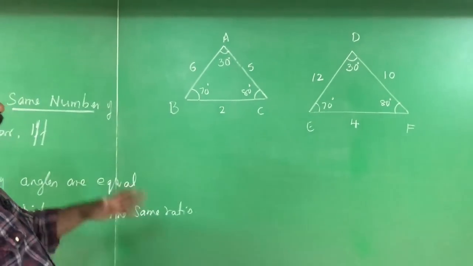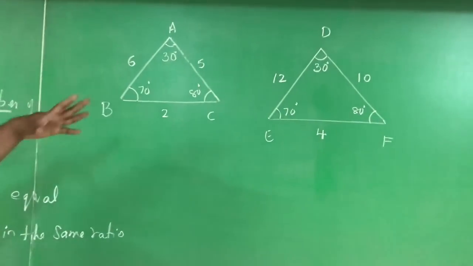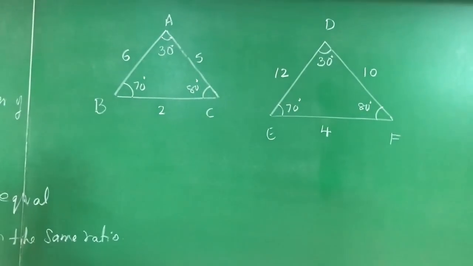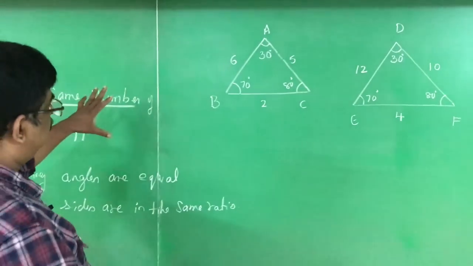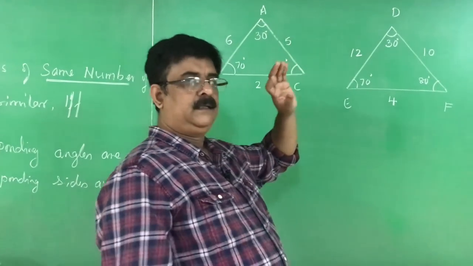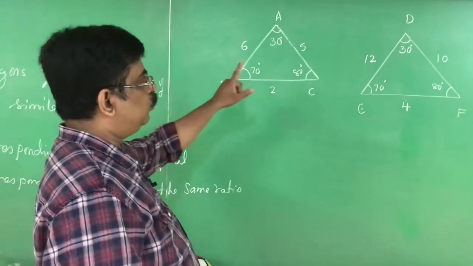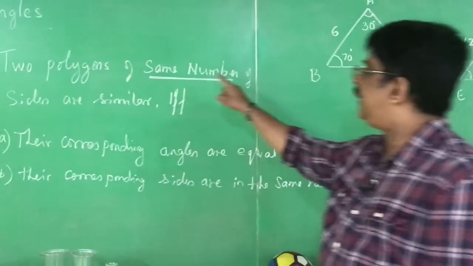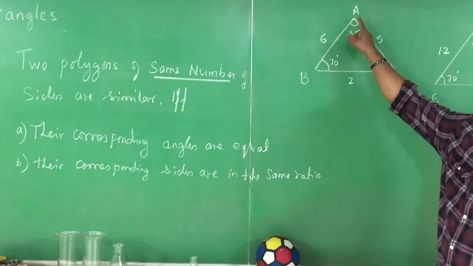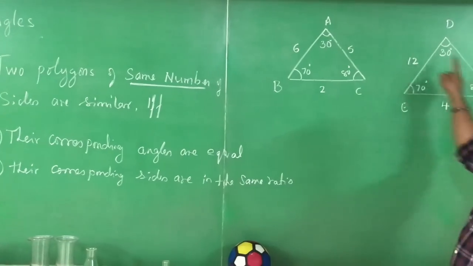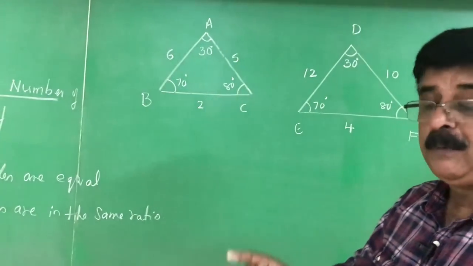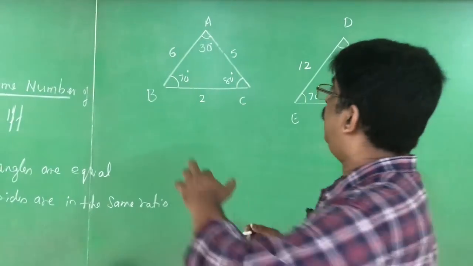See, according to this definition, I simply made two triangles. Now see this. This definition satisfies this condition. Simple it is. There are two triangles, which means the first condition is satisfied: two polygons of the same number of sides. Here each triangle has 3 sides. Next is, their corresponding angles are equal.